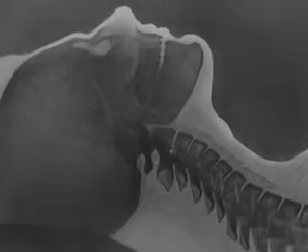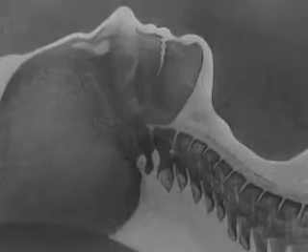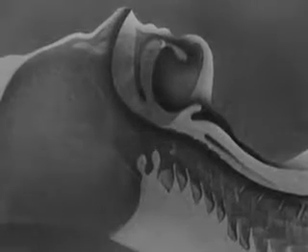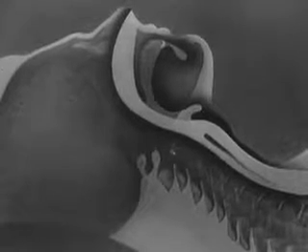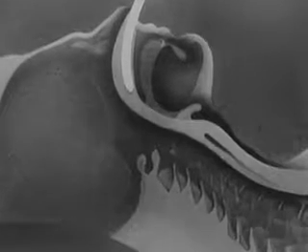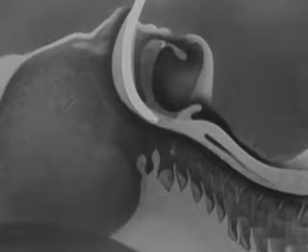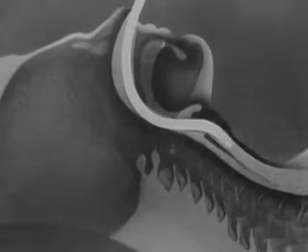Successful blind intubation depends mainly on the correct position of the head. As we have already seen, the course of the air passage from nostril to glottis is curved. When a tube which has a similar curve is passed through the nose, it tends to follow this course and enter the trachea.